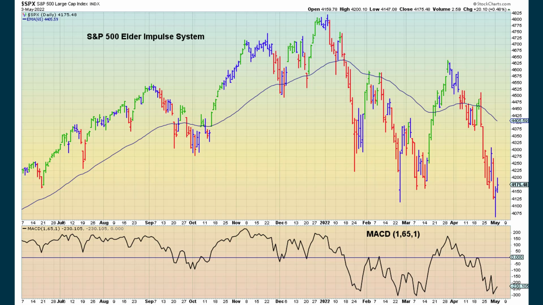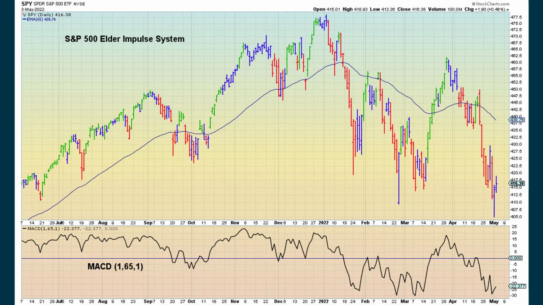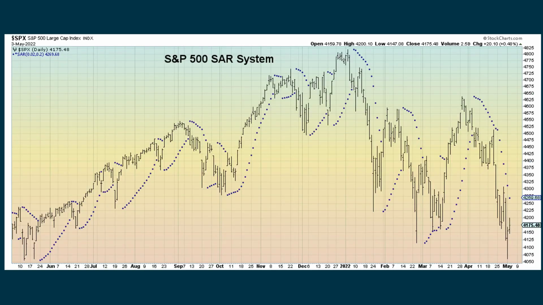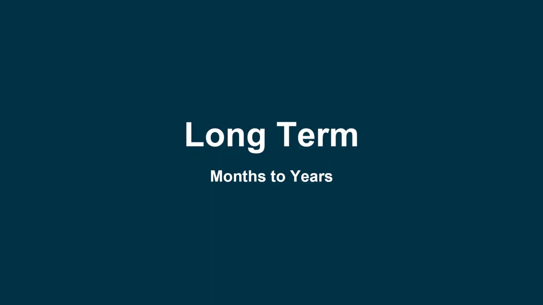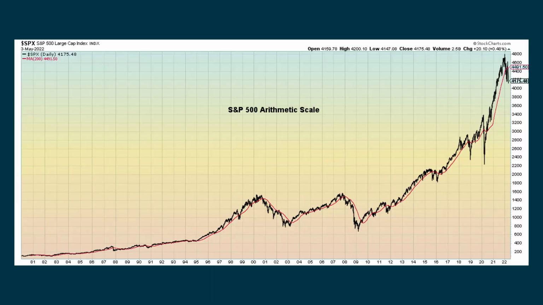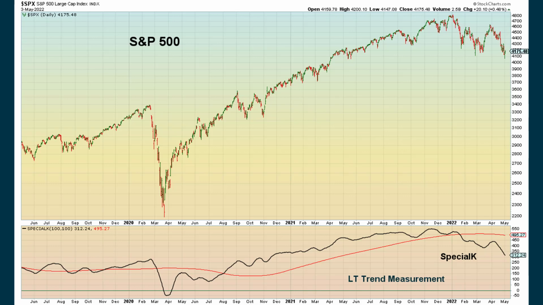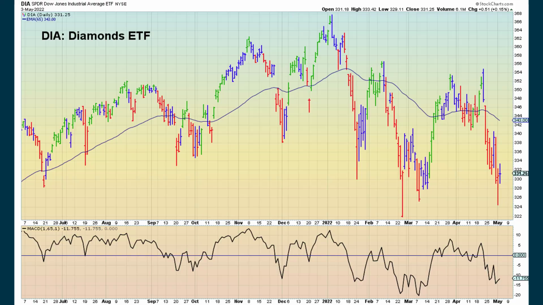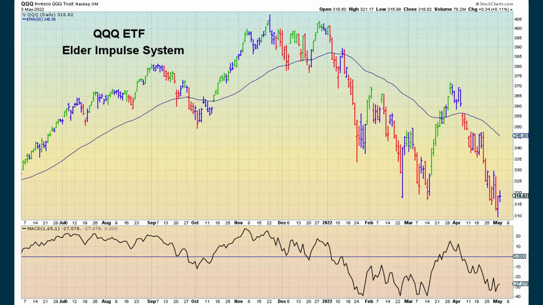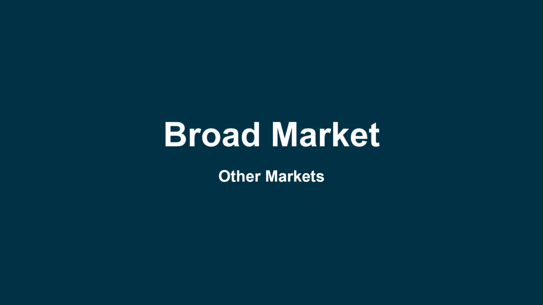The Elder Impulse, based on the S&P, is still neutral, both with the S&P and with the Spiders. The Parabolic SAR continues to be negative with the dots above. Long term, we're below the long-term moving average. The Special K continues to decline. Broad market, we are neutral with the Diamonds, and we're neutral with the Qs.